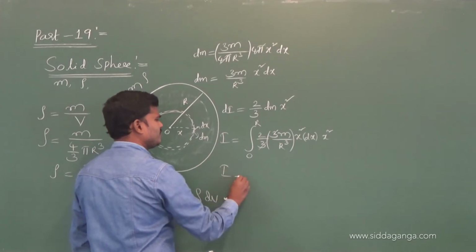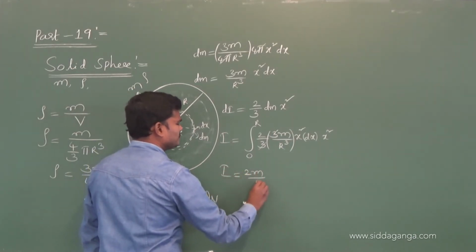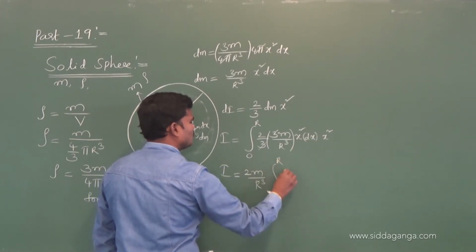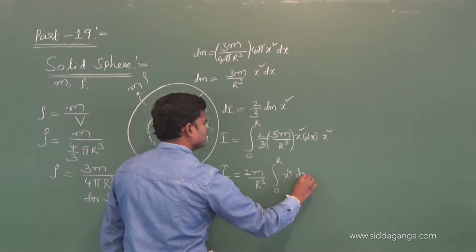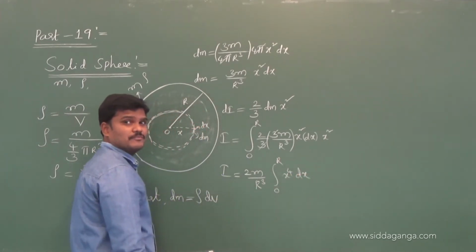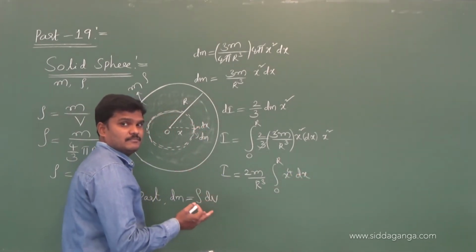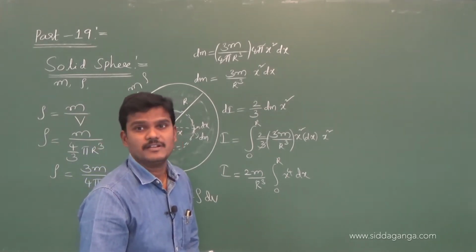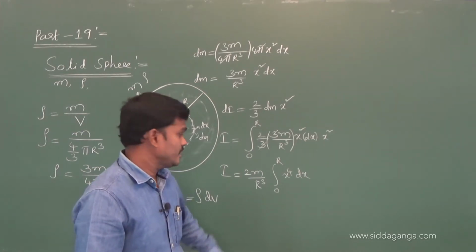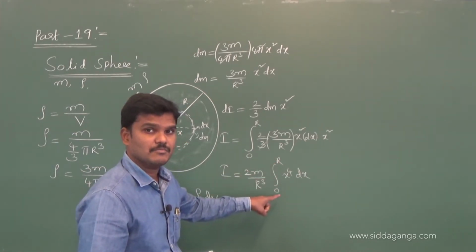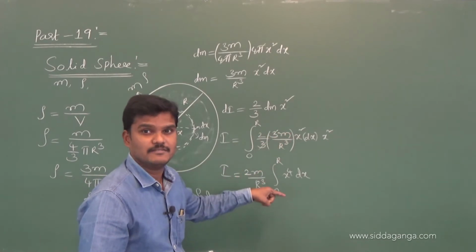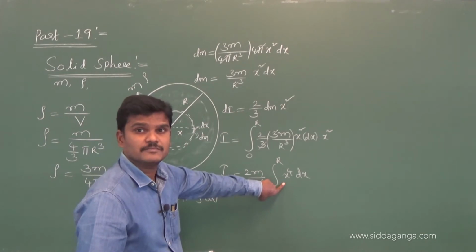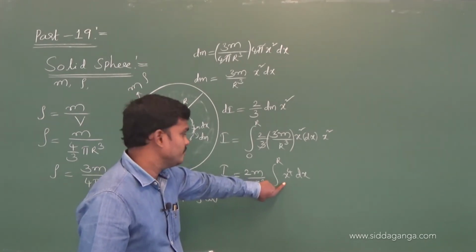So I is equal to 2m by r cube, integral of x square times x to the power of 4 dx. Integration of x to the power of 4 dx is nothing but x to the power of 5 by 5. Substitute the limits: above is r, below is 0. So r power 5 by 5 minus 0. Now this value is equal to how much? r power 5 by 5.